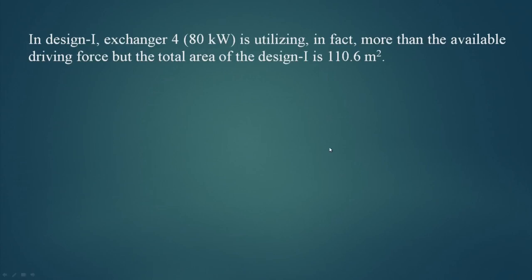In design one, heat exchanger number 4, which is 80 kilowatt, is utilizing in fact more than the available driving force, but the total area of the heat exchanger network is 110.6 meter square only due to this, because the second heat exchanger, which has a capacity of 240 kilowatt, was not utilizing the available driving force properly.